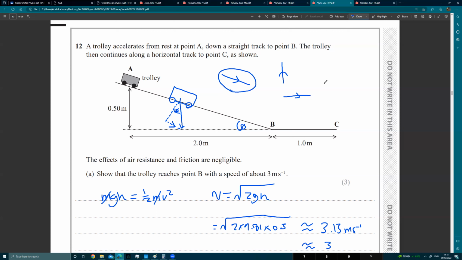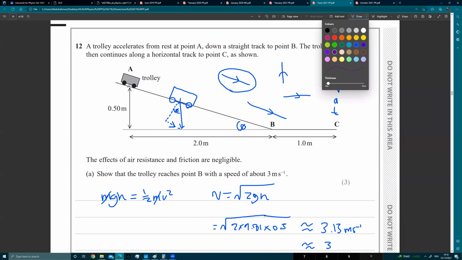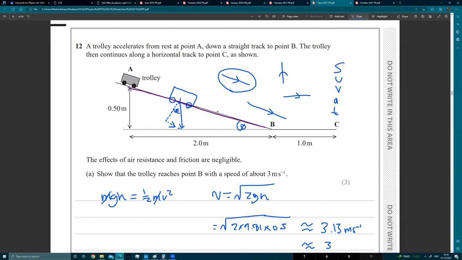So can you somehow do a SUVAT where everything is now in this direction, i.e. the displacement will be in this direction? How could you work out this displacement? Look at that, Pythagoras theorem. You're given 2 meters and 0.5 meters, so I could work out the displacement in this direction. Is the initial velocity 0? I'm guessing a trolley accelerates from rest. I know the initial velocity is 0 in that direction. But I need one more.